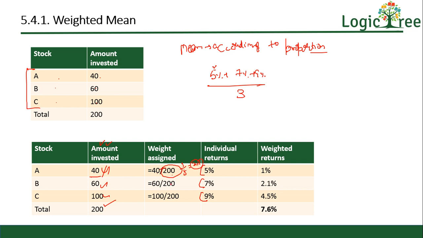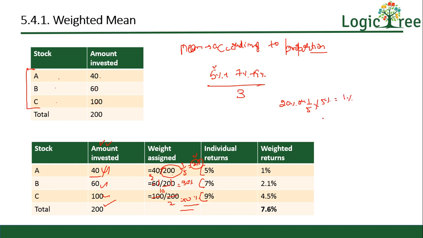In this case, we are having a weight of 60 upon 200. It turns out to be 3 upon 10, so it will become 30%. While in the last case, I have 1 by 2 or 50%. So I will take the mean according to the proportions of the amount invested. So the weighted mean, which turns out to be 20% or 1 by 5 of 5%, that is 1%.